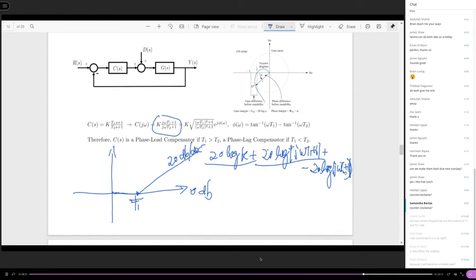Same thing for the 20 log of j omega T2 plus 1. But this time it is negative, because it is in the denominator, first order. When you do the approximation, there's a good question: whether T1 is larger than T2 or T1 is less than T2, because in the two different situations the corner frequencies order is different.